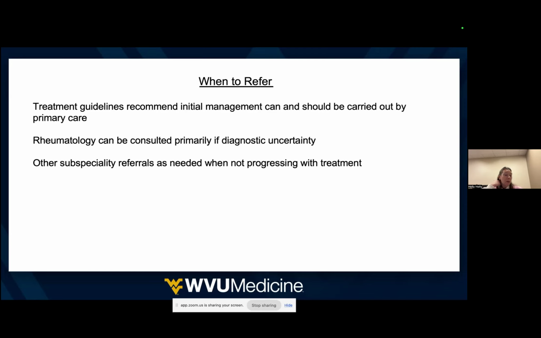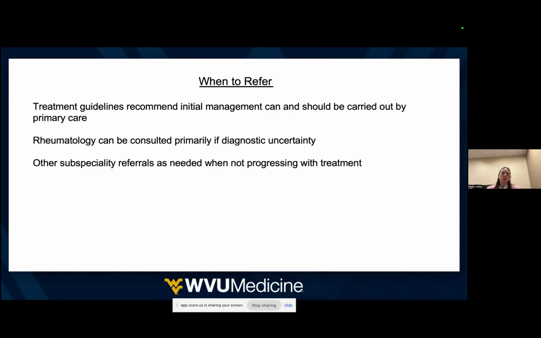So, when to think about referring these patients on. Initially the workup and the management is best with primary care, because you're going to be able to see them a lot easier, make those changes, and adjust those medications appropriately based on some of their other comorbid conditions that you're also probably already managing in your office.